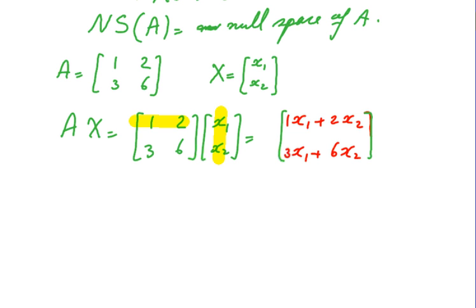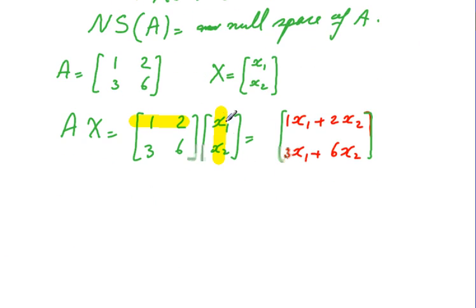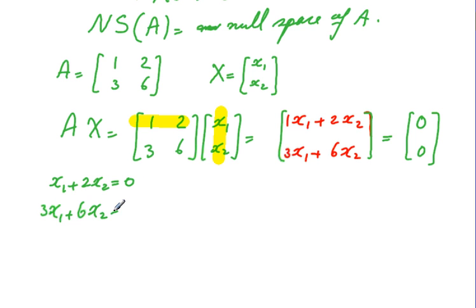What we want, the null space, is the set of such things such that the right hand side becomes 0. 0 means everybody is 0. So I want x1 plus 2x2 to be 0, and I want 3x1 plus 6x2 to be 0. So what does that lead to? It leads to the kind of equations that we have been working on since the beginning of the semester. The only thing that is special about it is that the right hand side is just all zeros.